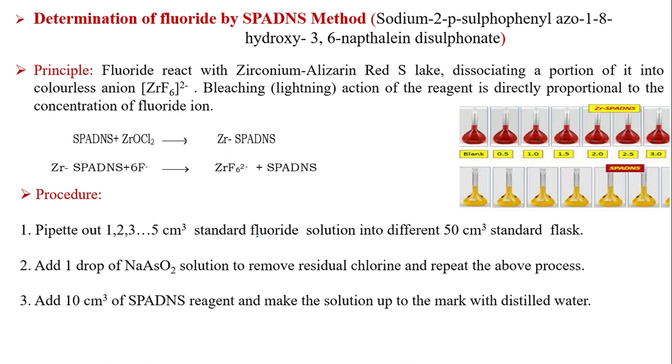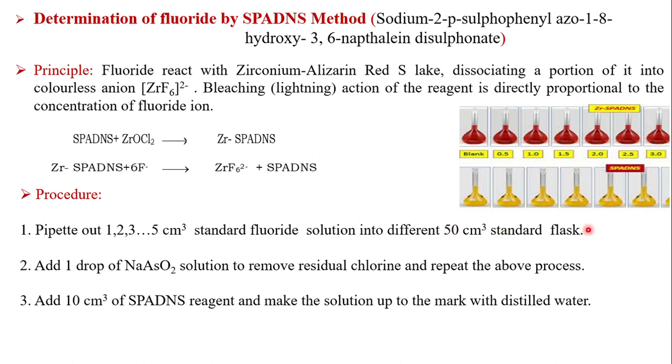So now this 10 ppm solution is transferred into different standard flasks, like 1 ml, 2 ml, 3 ml, 4 ml and 5 ml, into 100 cm cube standard flasks. It is not 50, it should be 100 cm cube standard flask. This is step 1.